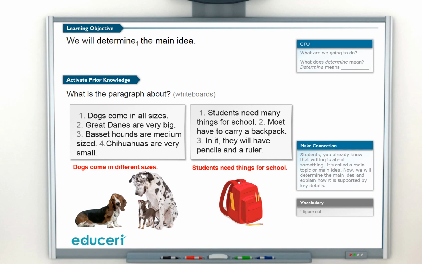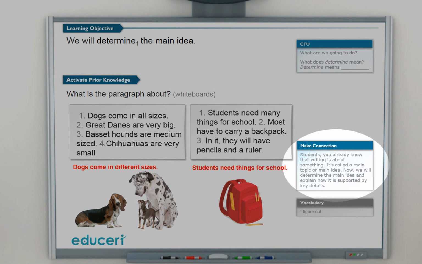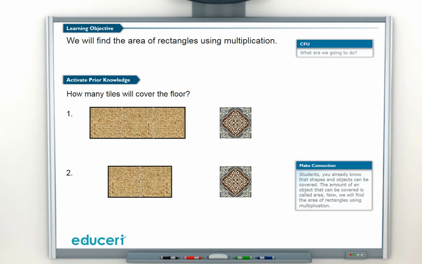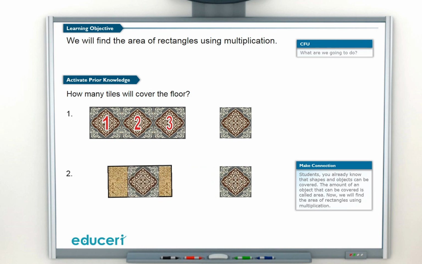The last thing on this page is the Make Connection box next to the Activate Prior Knowledge. It is designed to make a connection between what the students already know and the new learning about to take place. This is an example of a math lesson showing that the general structure for this first page will be the same for every EDI lesson, for every subject.